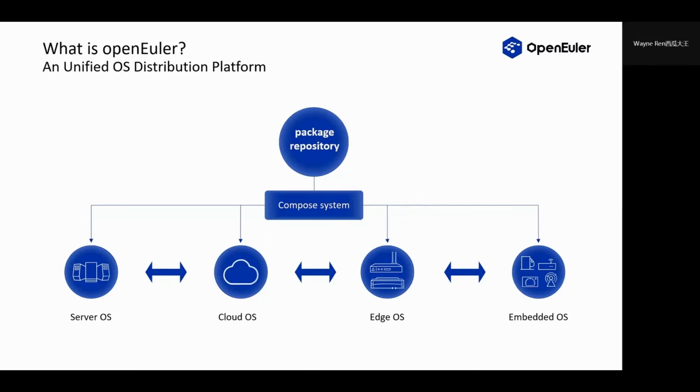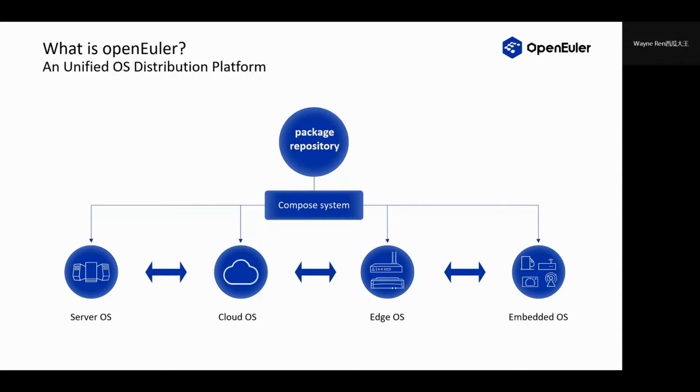Until now, openEuler covers 4 main scenarios: server, cloud, edge, and embedded, where server and cloud were supported at the beginning. Edge and embedded scenarios were added last September.